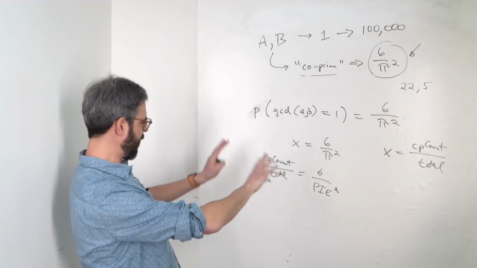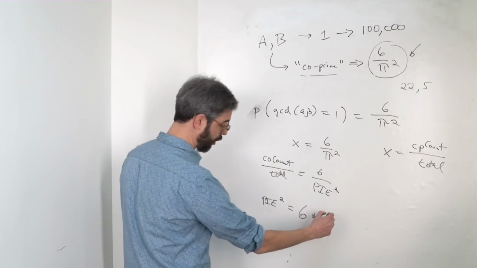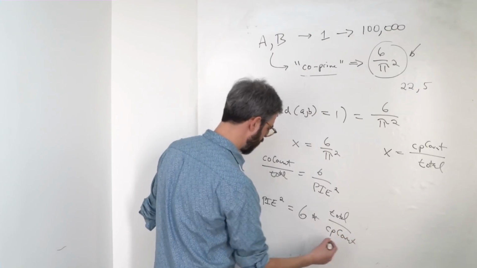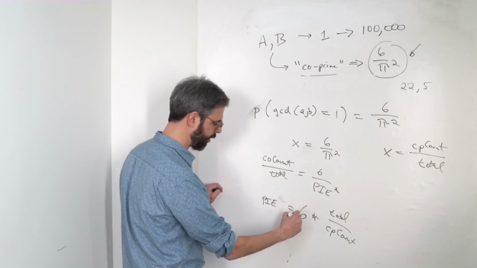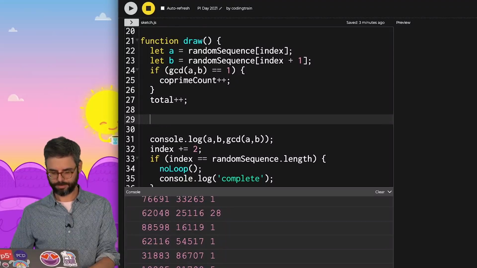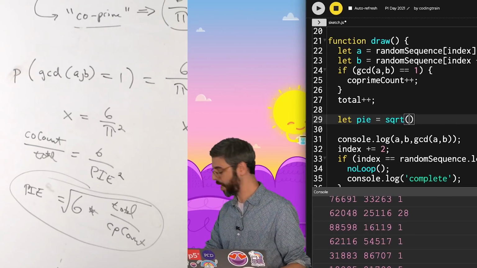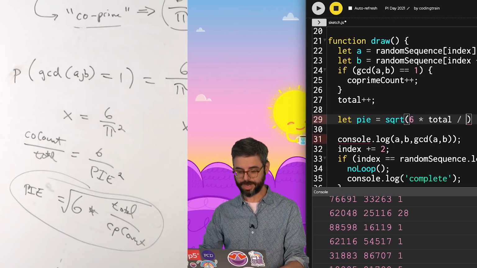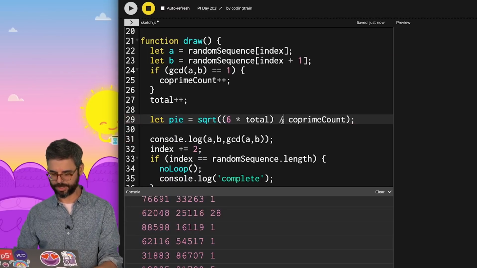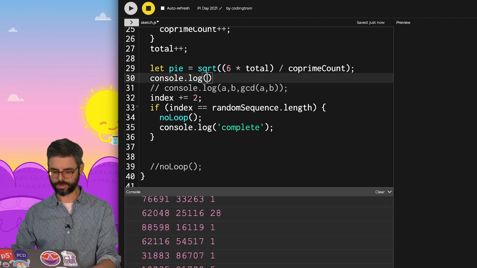And I could rewrite this thing to say pi squared equals 6 times the total divided by coprime count, or pi, the pi estimate, is the square root of all of this. I think I did that right. Let's add that into the code. Let pi, for pi estimate, be the square root of 6 times total divided by coprime count. Let's be really safe here and add some extra parentheses, although I don't think they're technically necessary. Let's get rid of this console log, and let's just console log pi.